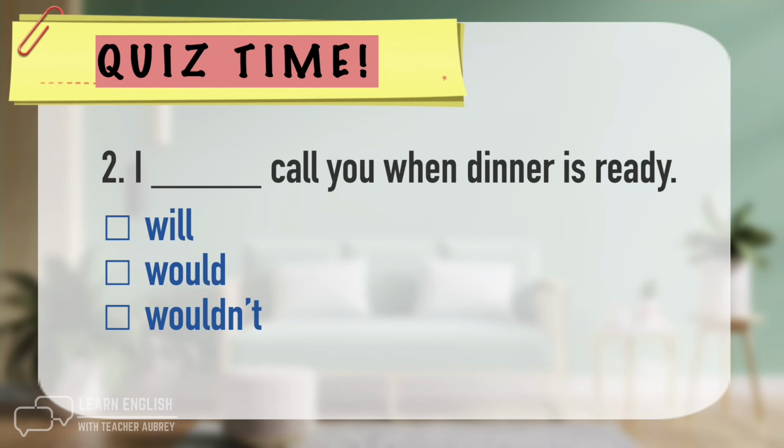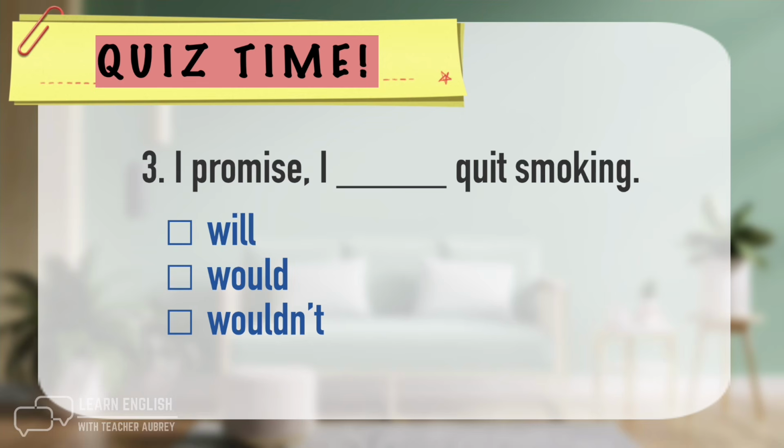I call you when dinner is ready. The correct answer is will. I will call you when dinner is ready. I promise I quit smoking. The correct answer is will. I promise I will quit smoking.